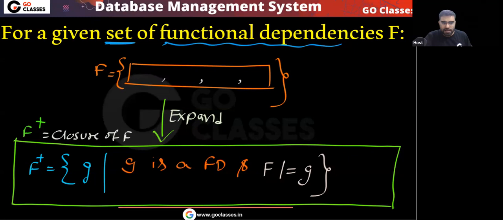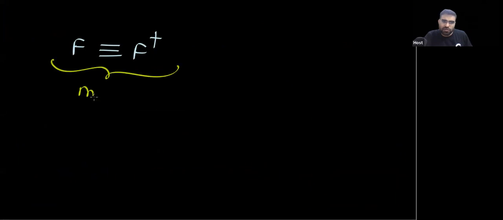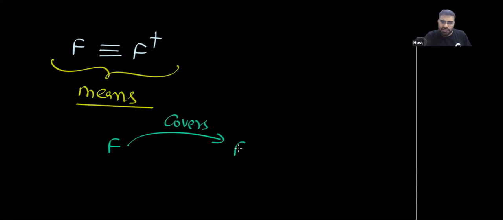Now remember one thing, that F closure and F are also equivalent, right? F is equivalent to F closure. What does that mean? F and F closure are equivalent. That means F covers F plus, and also F plus covers F. This is the definition of equivalence, correct? So very simple point: F and F plus are equivalent. This set of functional dependencies is equivalent to its closure.